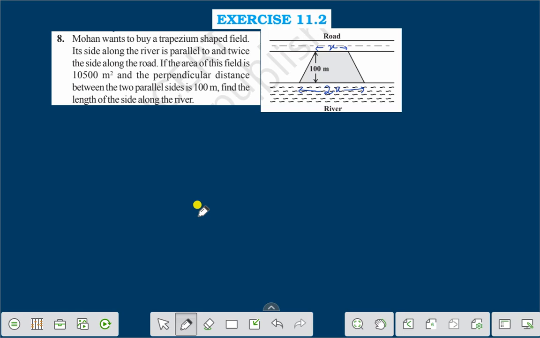Hello everyone. Today we'll discuss exercise 11.2 question number 8. Mohan wants to buy a trapezium shaped field. Its side along the river is parallel to and twice the side along the road. If the area of this field is 10500 meter square and the perpendicular distance between the two parallel sides is 100 meter, find the length of the side along the river.